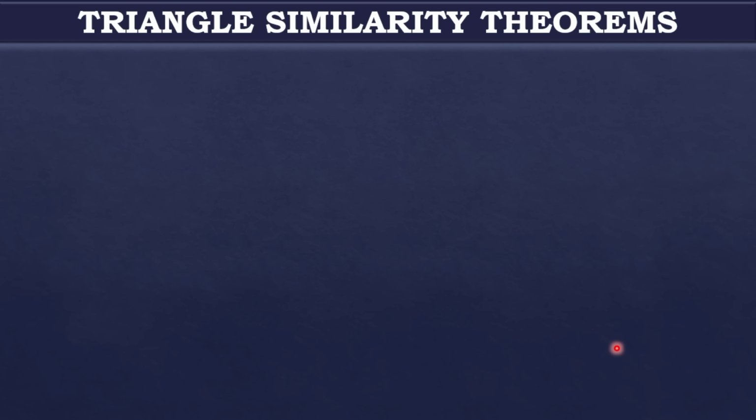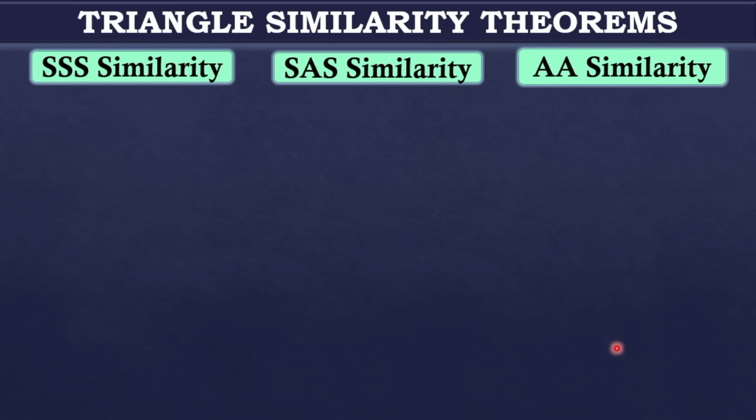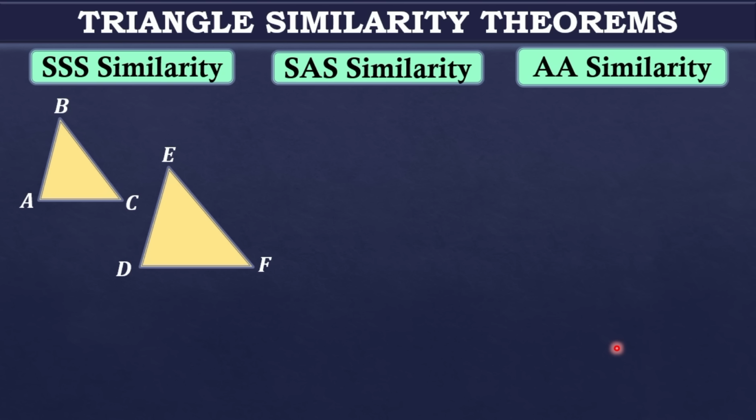Now, let's talk about the triangle similarity theorem. So, kanina, nirecall natin yung mga triangle congruence postulates and theorems. Now, anong difference niya sa triangle similarity theorems? So, we have three, the SSS similarity, SAS similarity, and AA similarity. So, what is the difference nitong tatlo nating similarity theorems? So, let's have the first one.